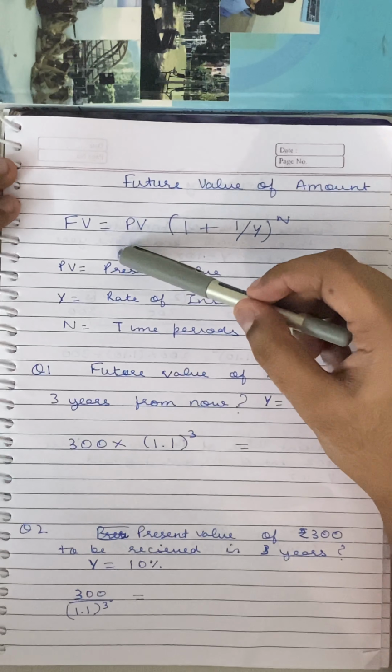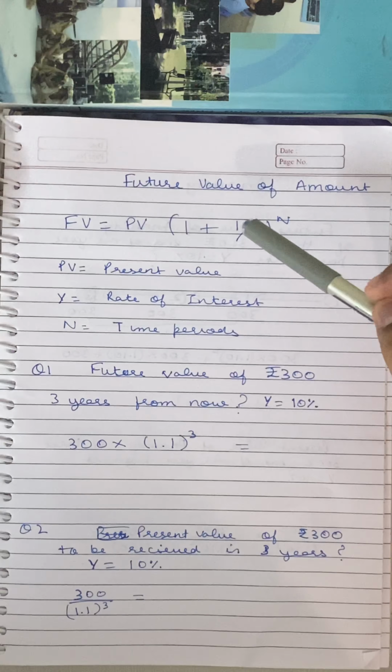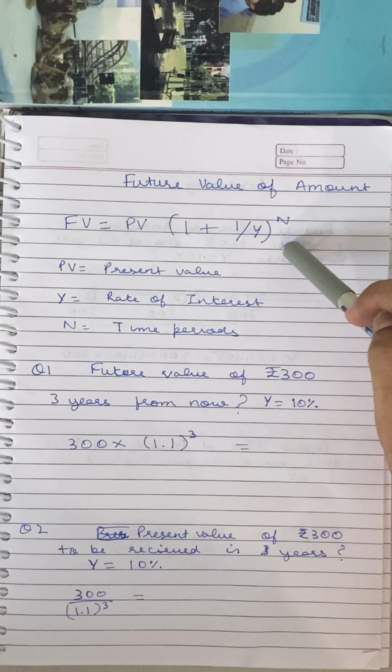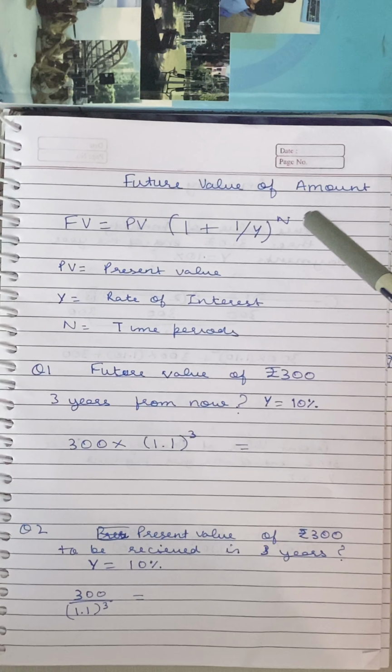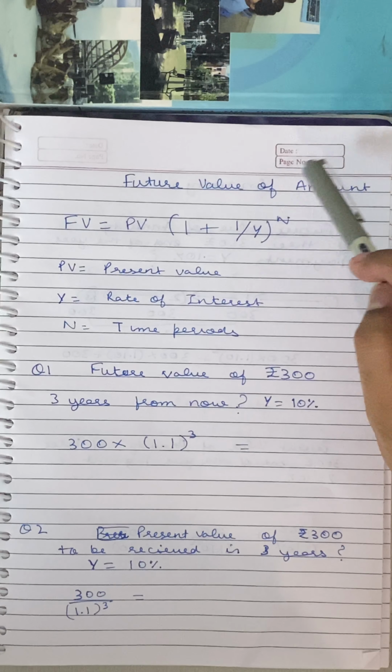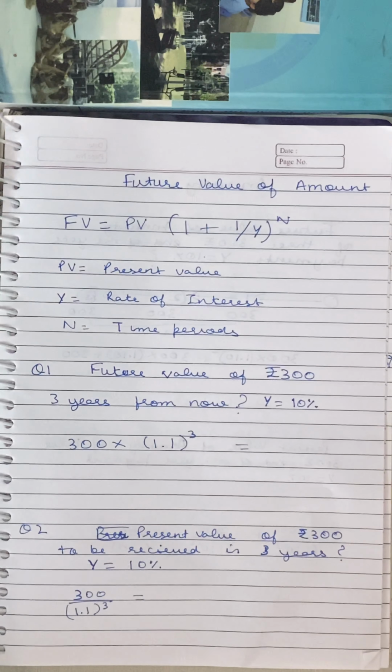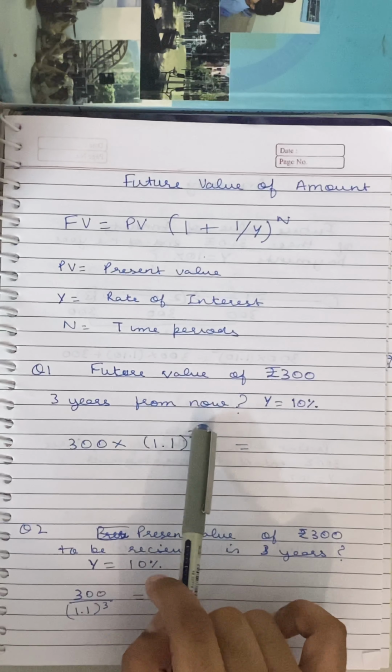So the future value formula is the present value times (1 plus r) to the power n, where r is the rate of interest and n is the time period. Okay, so let's calculate this first question.